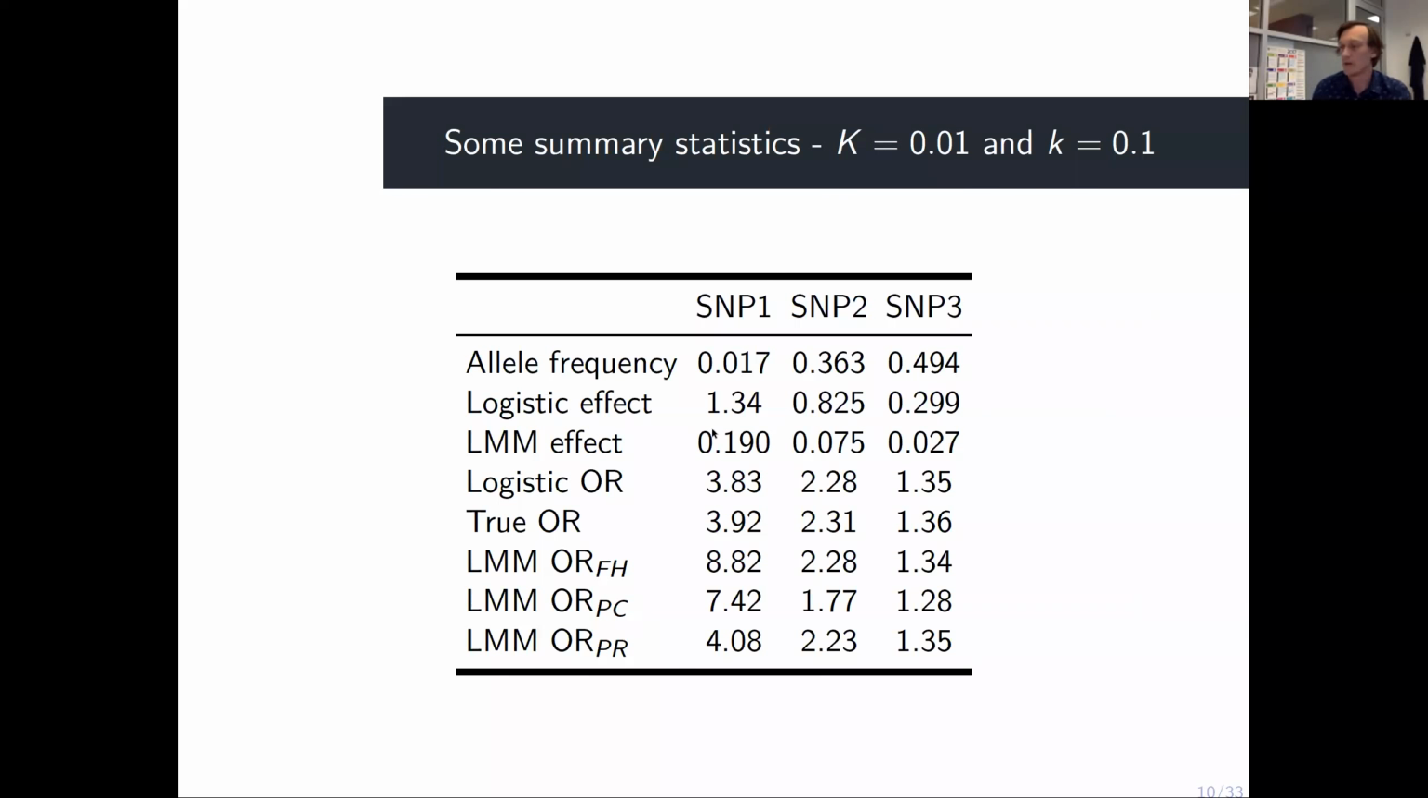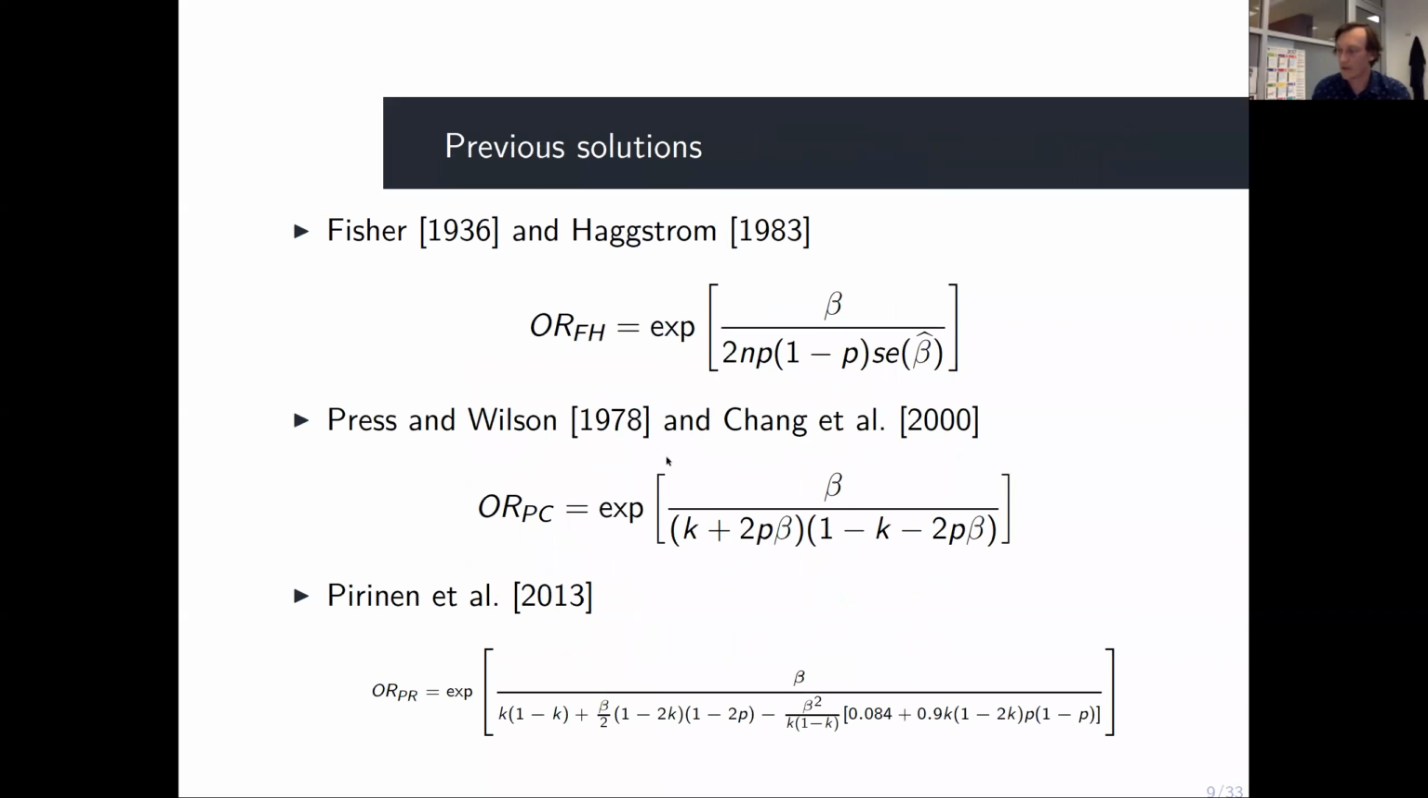So here you can see that this is the regression coefficient from the linear model. This is the allele frequency of the variant, and this is the sample prevalence within that analysis.